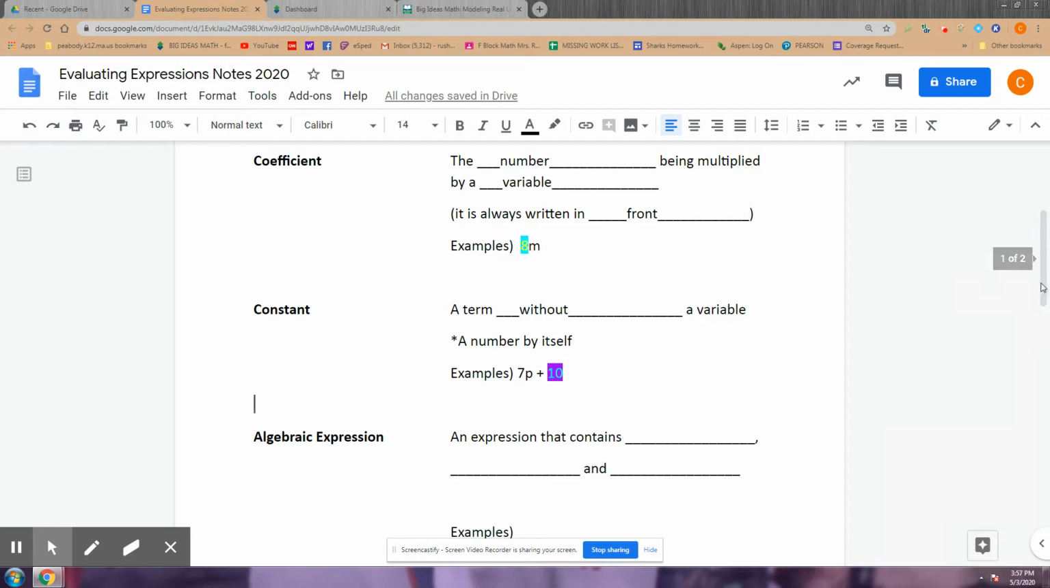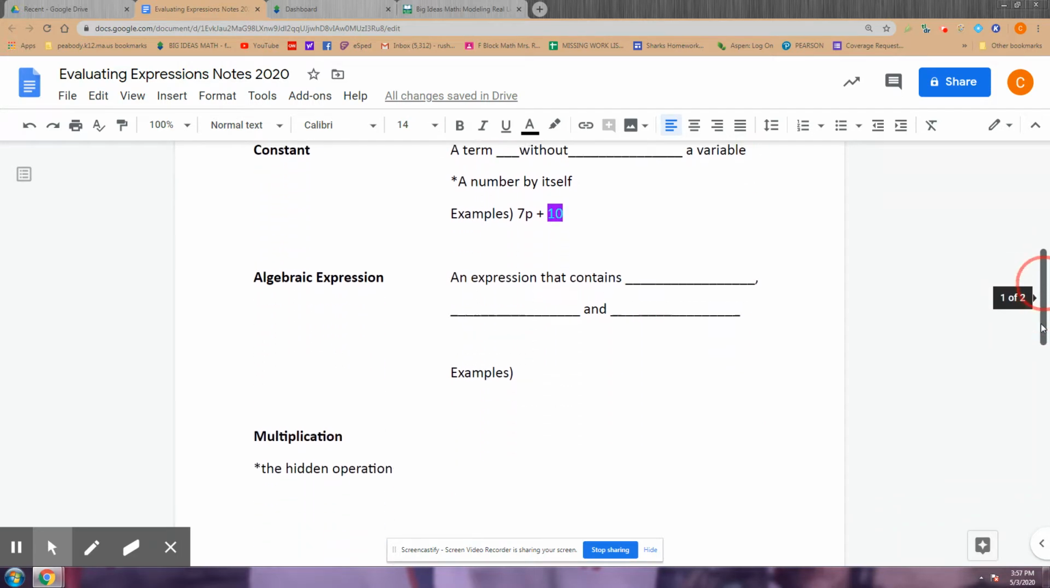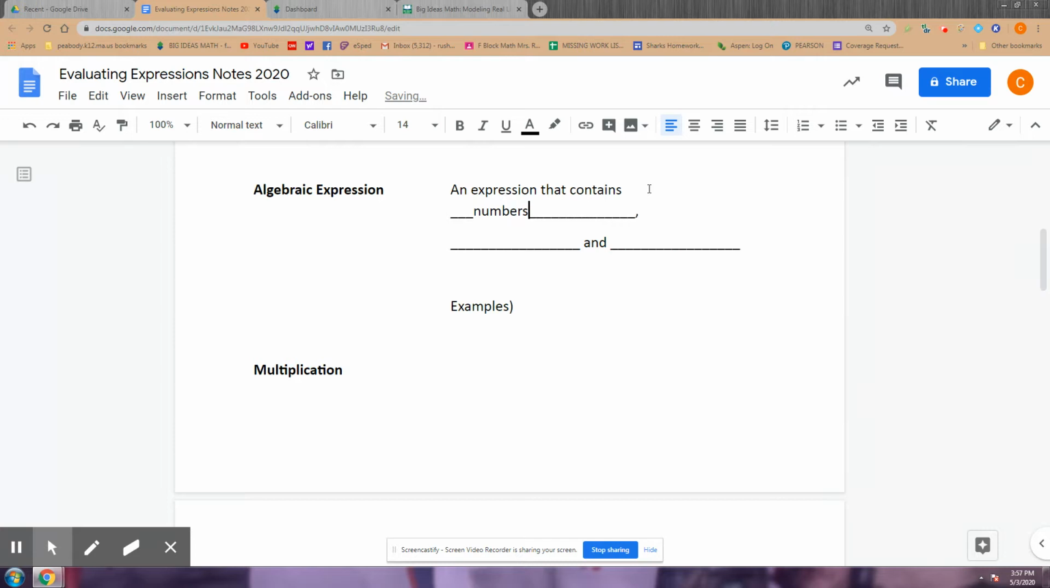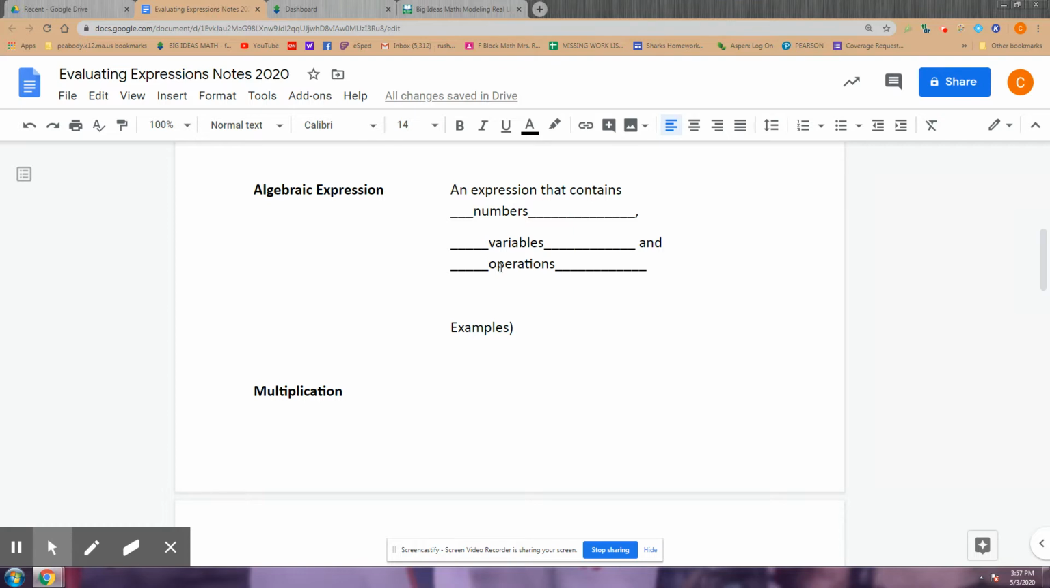All right, great. Now let's talk about algebraic expressions. So remember, algebraic expressions have three pieces to them. They have numbers, they have variables, which we learned about are those letters, and they have operations in it. Operations are adding, subtracting, multiplying, and dividing. Now let's look at some examples.